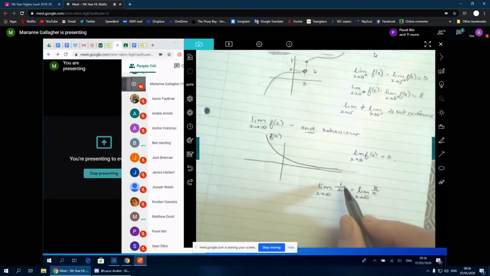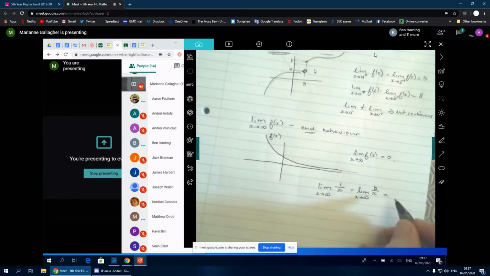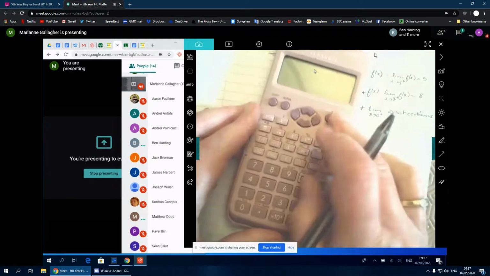So as x gets bigger and bigger and bigger, what happens when you're dividing a number by x? What does that get closer and closer to? If you divide a number by something that's much, much bigger than it, what's your answer going to be? Zero. Yeah, thank you.